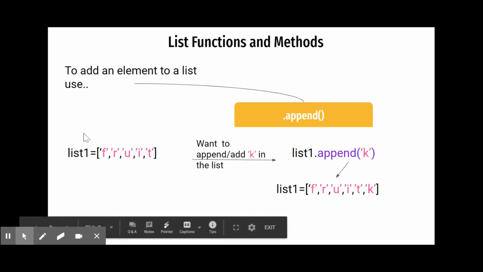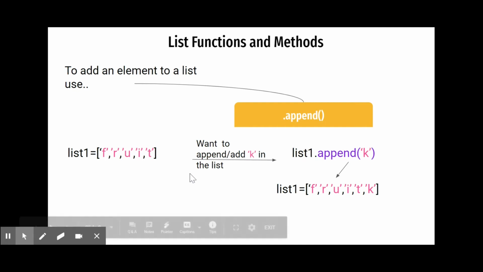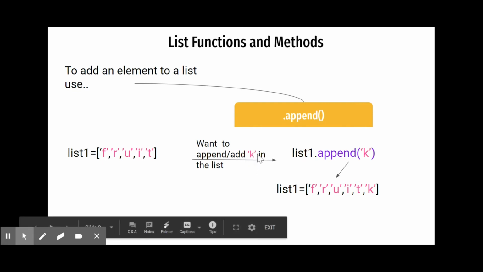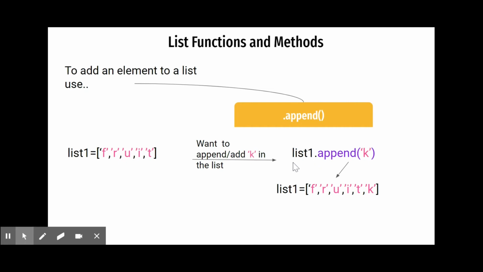So list 1 is this, and I want to add k in this list. The alphabet k or the element k I want to add into the list. So I'll say list 1, so the list name, dot append will be the function name, and then I will specify the element that I want to append into the list. So here it's k. Now what is the result?